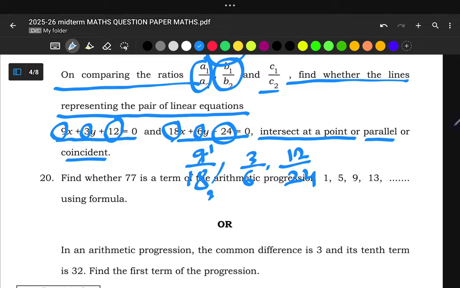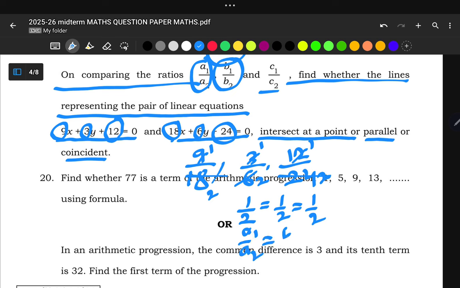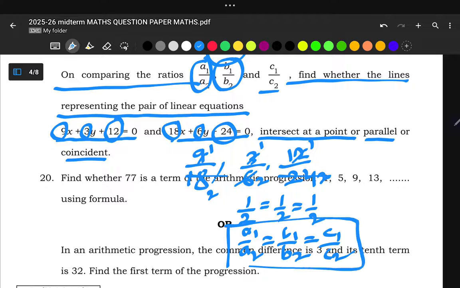See, 9 ones are 9, 9 twos are 18. It means a1 upon a2 is equal to 1 upon 2. 3 ones are 3, 3 twos are 6, and 12 ones are 12, 12 twos are 24, so 1 upon 2 equal to 1 upon 2 equal to 1 upon 2. It means a1 upon a2 is equal to b1 upon b2 is equal to c1 upon c2. So the condition is valid for coincident lines. Yes, when all the ratios are equal, the lines are coincident lines.